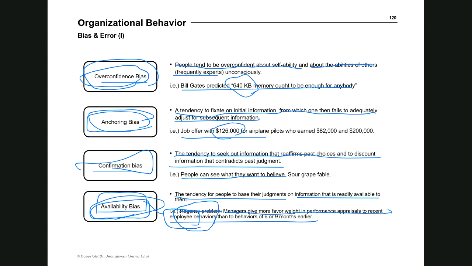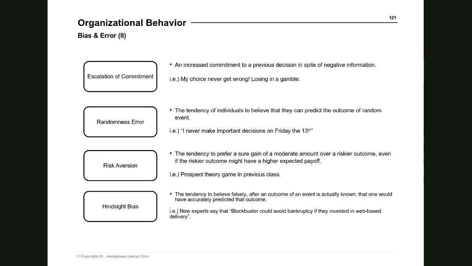Good. And the next bias is escalation of commitment. That happens when people increase their commitment to a previous decision in spite of negative information. Okay, that's not a good example. So in gambling, why do many people lose money?